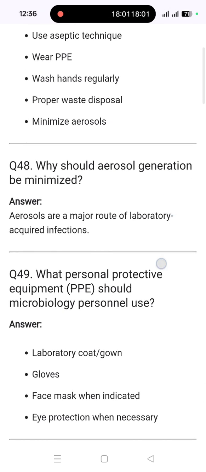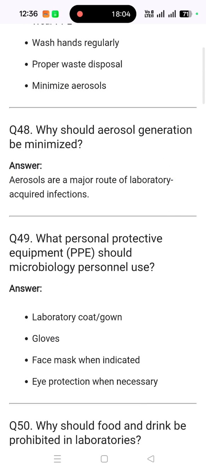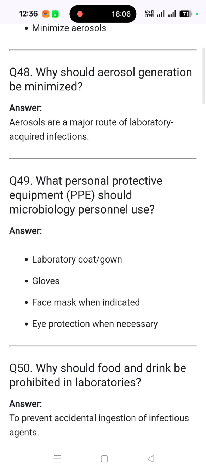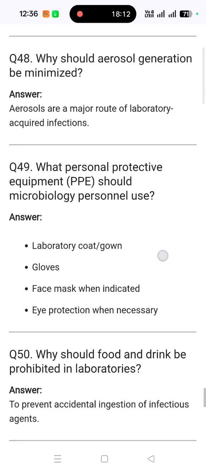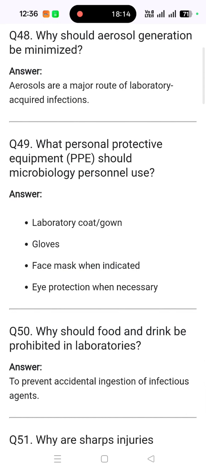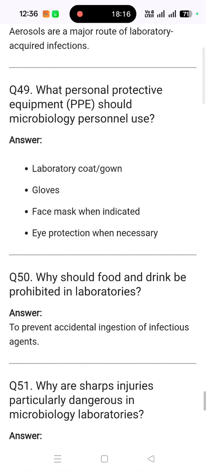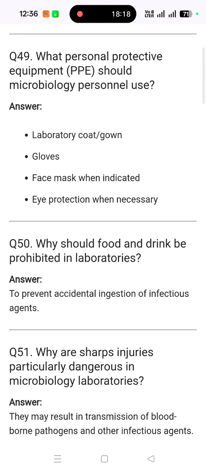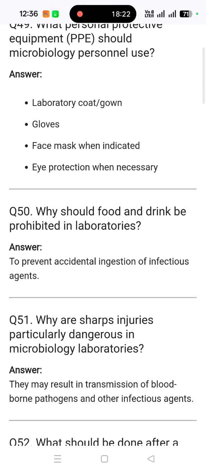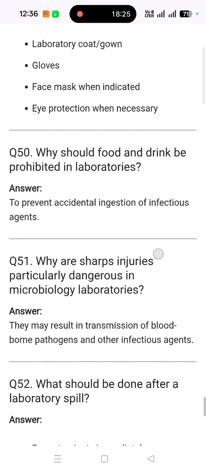Why should aerosol generation be minimized? Aerosols are a major route of laboratory acquired infections, because if they are present in aerosol, one can breathe in the infection with the air. What personal protective equipment should microbiology personnel use? Laboratory coat, gloves, face mask when indicated, eye protection when necessary.